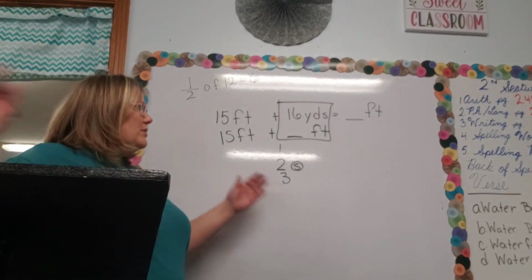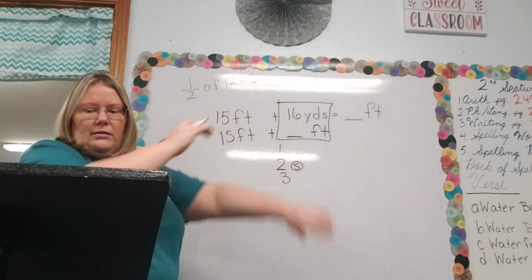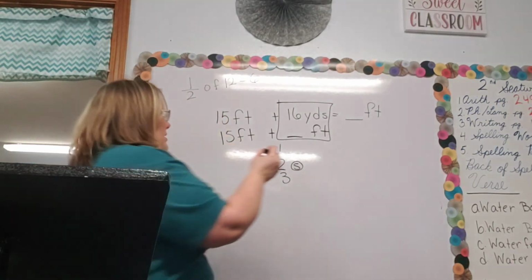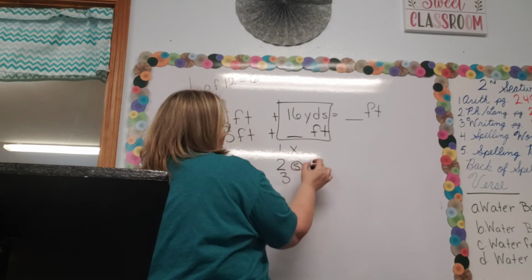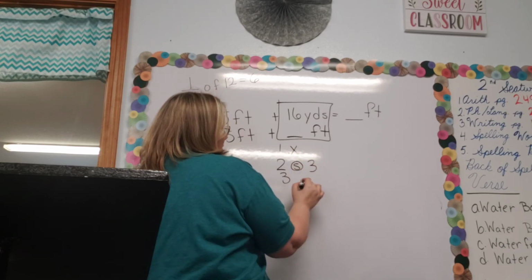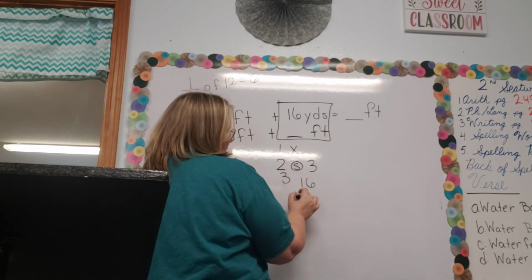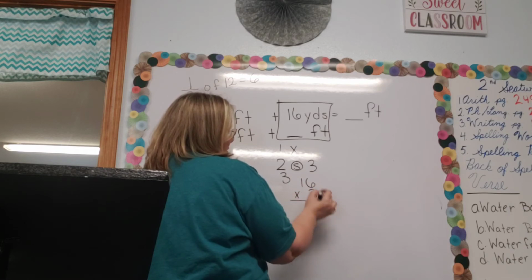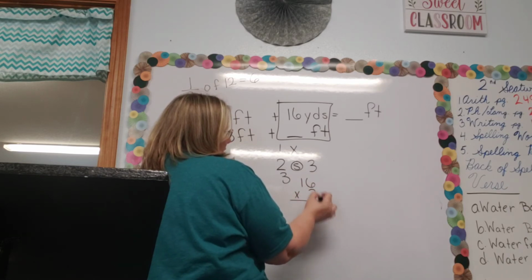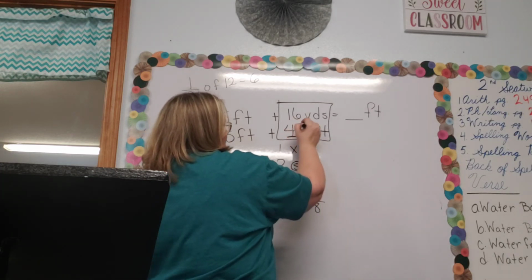Yards to feet. So yards to feet, multiply. Okay, so how many feet are in a yard? And that would be 3. So you're going to take 16 times 3. 6 times 3 is 18. Carry the 1. 3 times 1 is 3 plus 1 is 4. So 48. Now you're going to add.